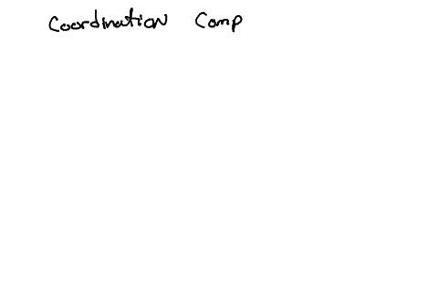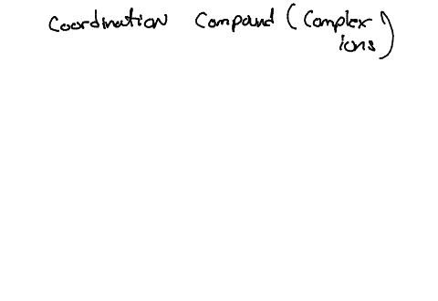Sometimes called complex ions. People think complex ions are complex, and they really are not very complex. A coordination compound has two parts.